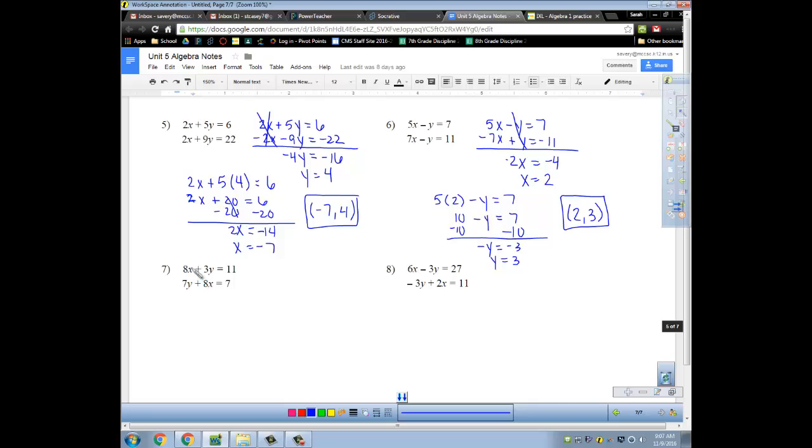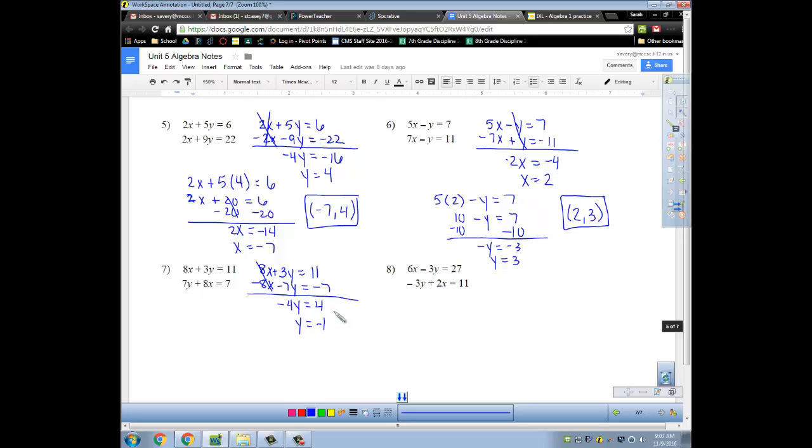Okay, number 7, our x's are the same, but again, different signs, and they're not even lined up. So I'm going to rewrite the first equation. And when I rewrite the second equation, I'm going to move my terms around so that they're lined up, but I'm also changing my signs. So my 8x was positive, now it's negative. My 7y was positive, now it's negative. And my 7 was positive, now it's negative. So my x's are gone. 3y minus 7y is negative 4y. 11 minus 7 is 4, so y equals negative 1.